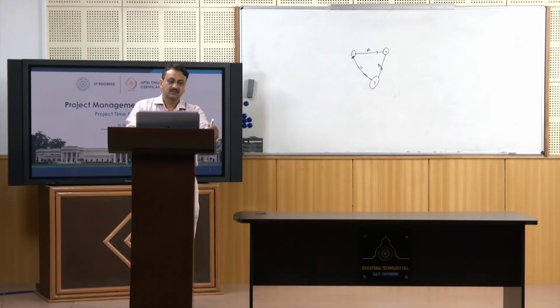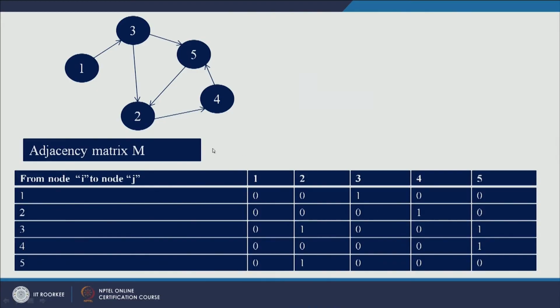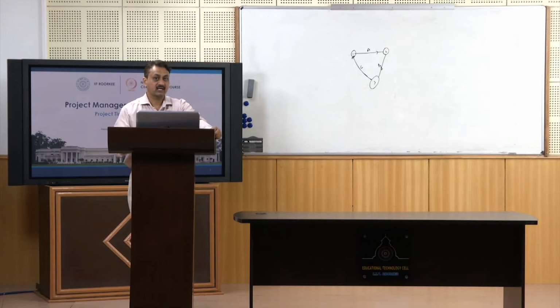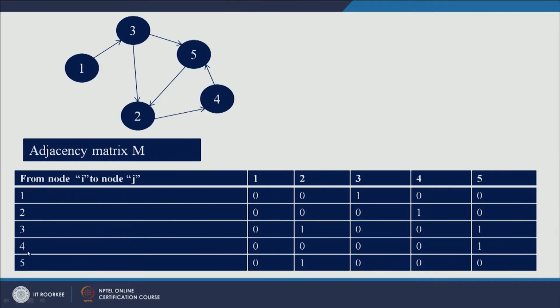First of all, you should prepare an adjacency matrix. So this is your matrix which you have prepared from this particular network. In this network, there are 5 nodes: 1, 2, 3, 4 and 5. Let us find out how these nodes are connected, or what the relationship between these nodes is, from node i to node j. So let us say 1, 2, 3, 4, 5 and 1, 2, 3, 4, 5.